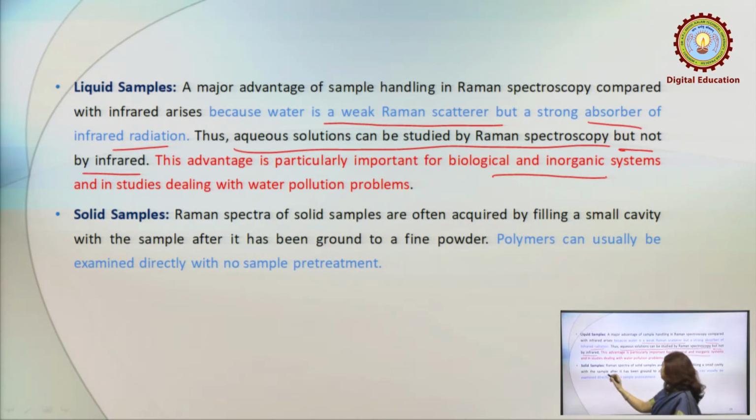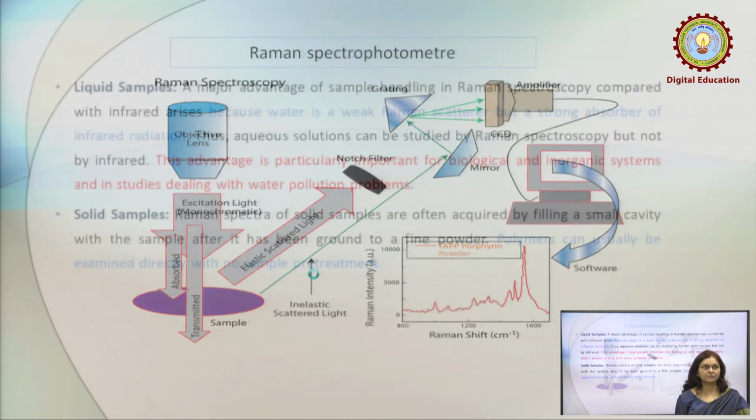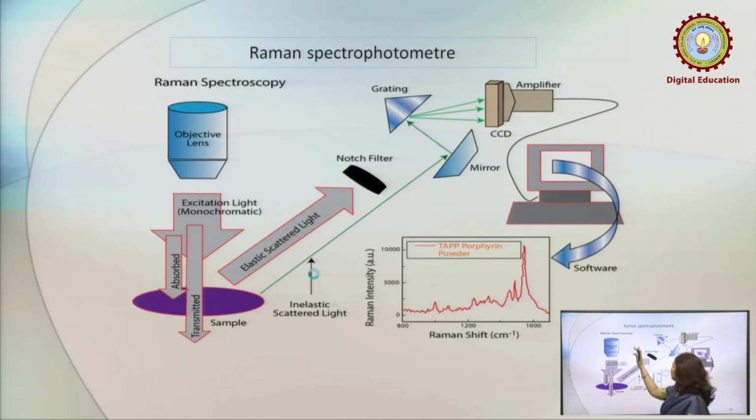Solid samples are acquired by filling a small cavity with the sample after it has been ground to a fine powder. Polymers can usually be examined directly with no sample pre-treatment. This is your Raman spectrophotometer. This is the objective lens, this is the sample, this is the mirror, grating, amplifier, software. This is for inelastic scattered light, this is for the elastic scattered light.